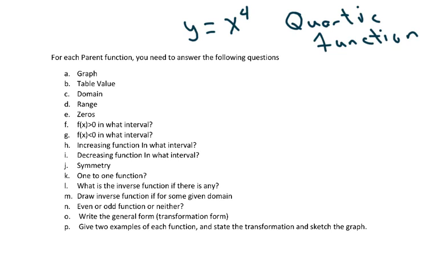Hi everyone. We're going to find information about the Quartic function. It's just exactly like the quadratic function. The only difference on this one is the table of values is different. Everything else in the graph is a little different.